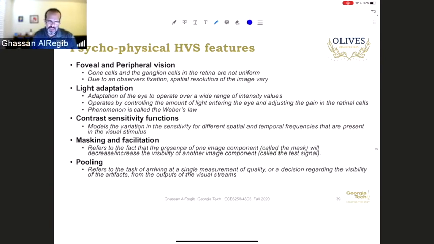And then finally, what I talked about: pooling. In this pooling process, we are really pushing our objective quality measure to come up with a single number for the quality of an image.